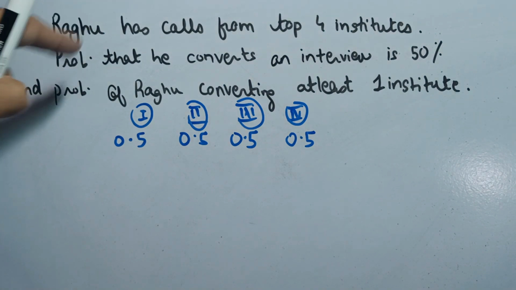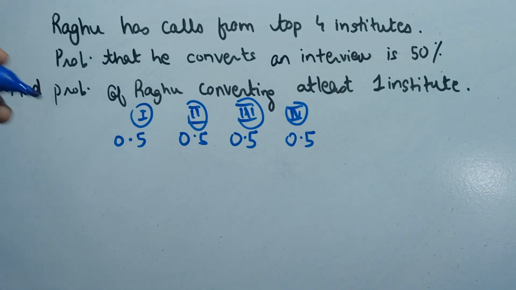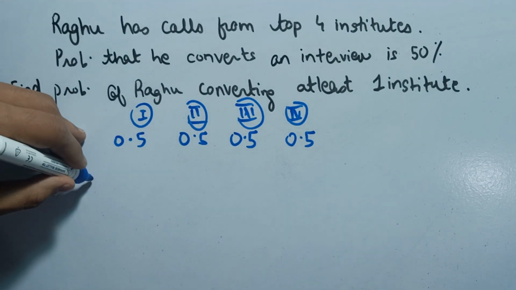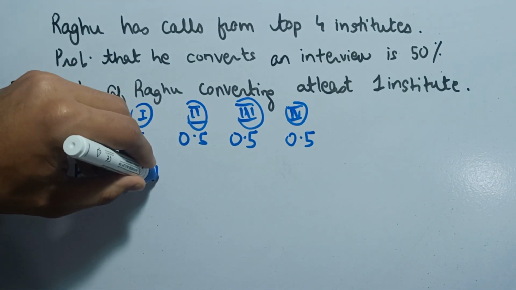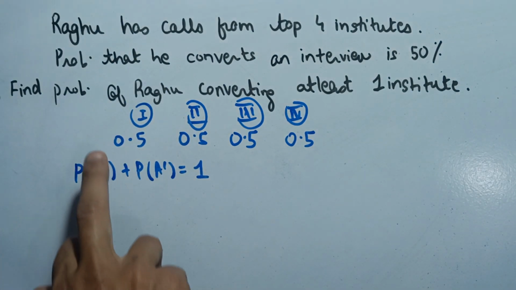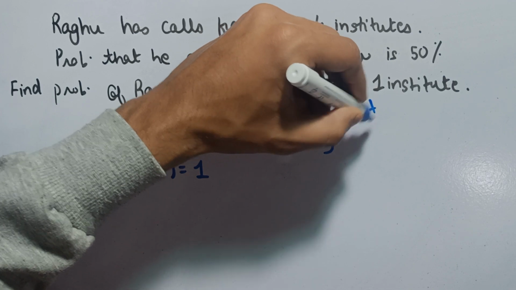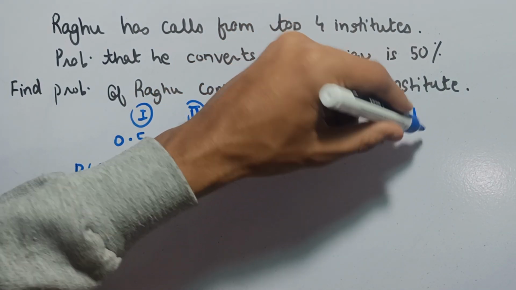So we need to find the probability of Raghu converting at least one interview. So we know the formula. We know that the probability of happening of an event plus the probability of not happening of an event is equal to 1. Now, how can we calculate the probability that he has not converted in all the 4 institutes?